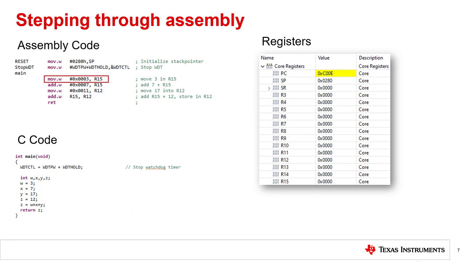When stepping to this instruction, notice the program counter is at hex C00E. This lets us know that the first instruction in main starts at this address in memory. Executing the line, we can see the move instruction successfully updated R15 to hex 3. The move instruction will simply move the value of the source, or the first operand, into the destination.